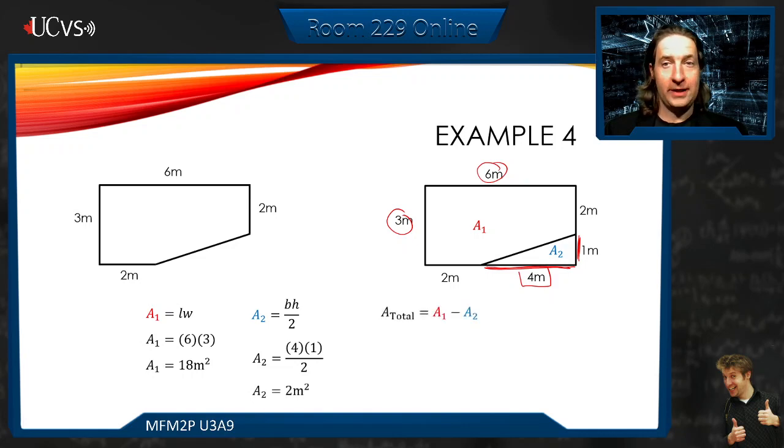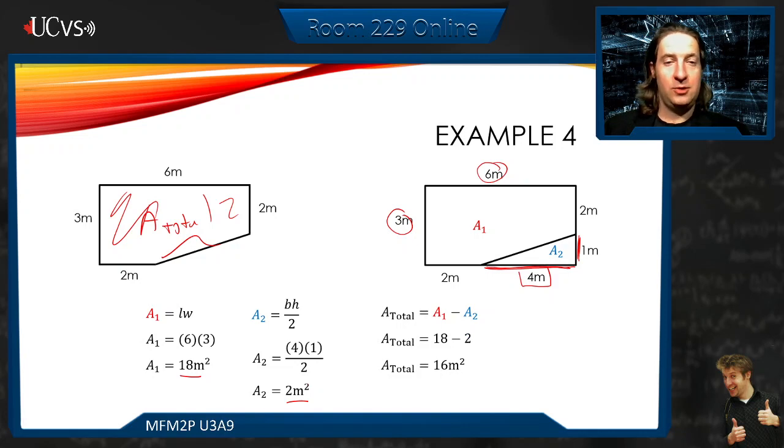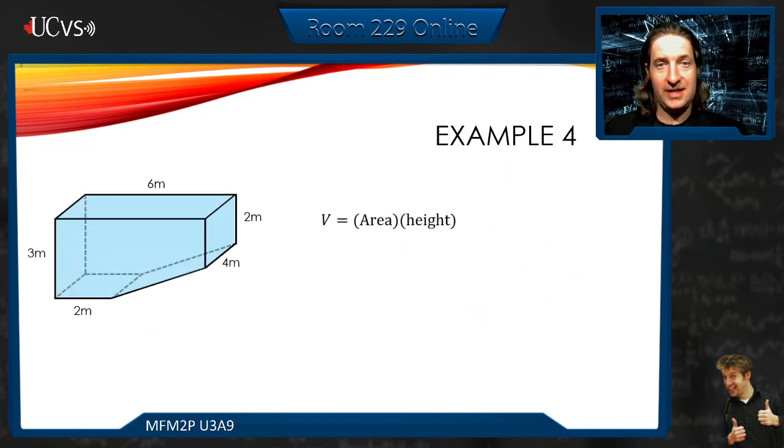And to get my total area, that's going to be the bigger area, A1, subtract the smaller area, A2, which is just 18 subtract 2, or 16. So my area of that pentagon, that weird front face, is going to be 16 meters squared. And now that I have that, to calculate my total volume, it's just going to be that front area times the height, or in this case, sort of the depth, this way.